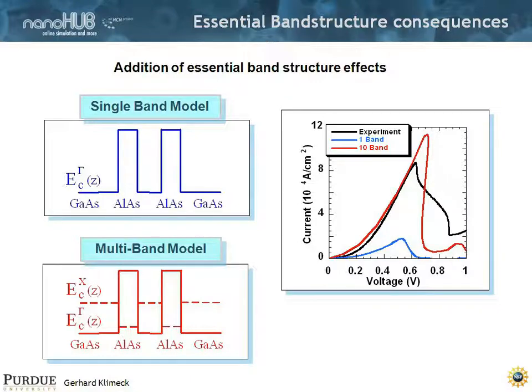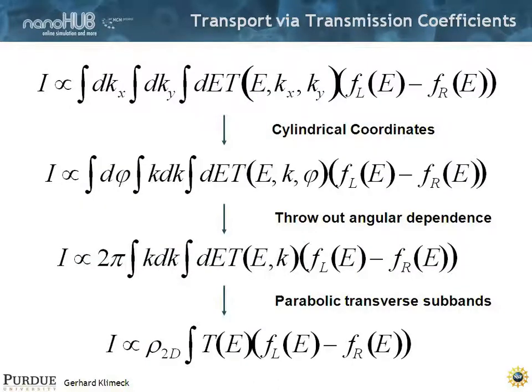And the result is, in a device like this, where you have these multi-band effects in aluminum arsenide, you can actually overlap experiment nicely if you have a full band approach. In a one band approach, your current is completely off. That's the third physical effect of multiband. Now there's a fourth one that is actually related to the first one. It has to do with band non-parabolicity. But I'm going to walk you through that a little bit slower, hopefully.